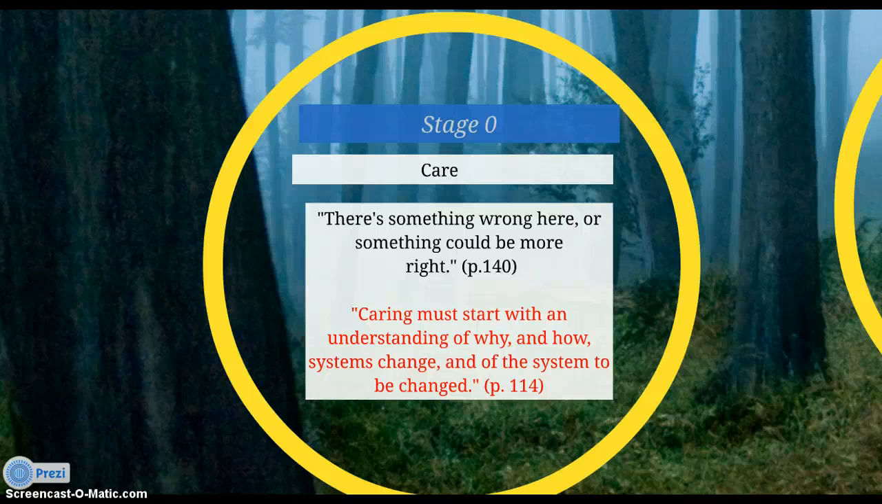Stage 0 is care. The authors begin at stage 0 because it is ground zero, the rock bottom prerequisite for a change activity. It is here that someone perceives something is wrong, or at least that something could be better. There is a need for action. Caring must start with an understanding of why and how systems change, and of the system to be changed. It is during this stage that the change agent is ready to consider both the cares that motivate the system, or some of its members, to want to change, and those that can serve to alert the change agent to potential obstacles to change.